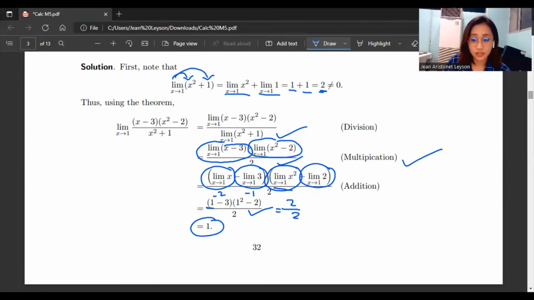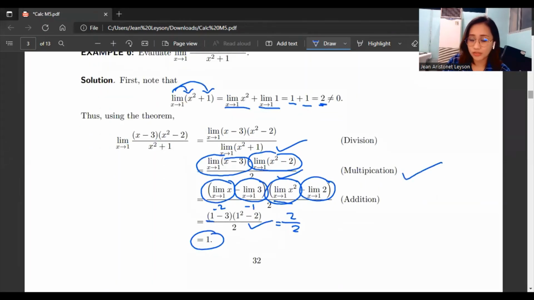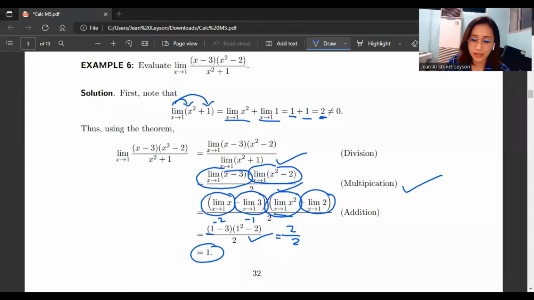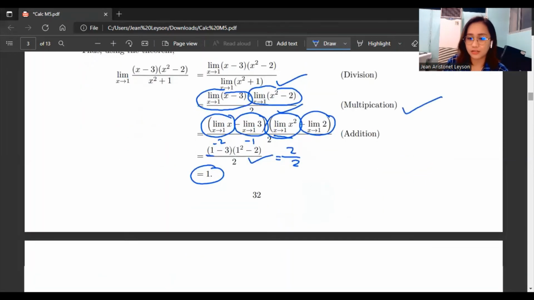So again, it's just algebra. All you have to do is to use the theorems, apply the theorems, substitute. Then for the constant, the limit of a constant is the constant itself.